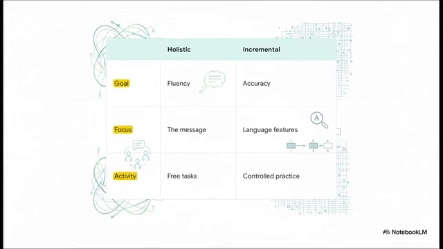With the holistic approach, the main goal is just general fluency and communication. Getting the message across is what matters. With the incremental approach, the goal is accuracy and mastering very specific skills. The focus is on tiny language features, and the student activities reflect that, right? Free, communicative tasks for holistic, and controlled, focused practice for incremental.